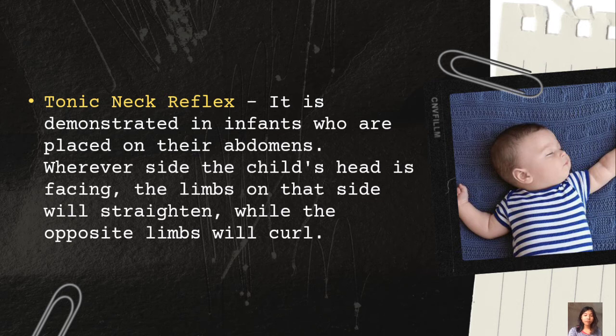The tonic neck reflex is often called the fencing reflex. It can be seen in babies who are placed on their abdomen. When a baby is lying down and turns their head to the right or left, the matching arm stretches, while the other arm bends next to the head. This makes them look like they're about to start fencing.